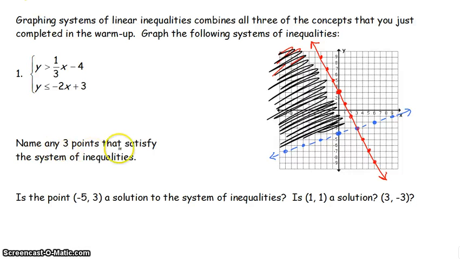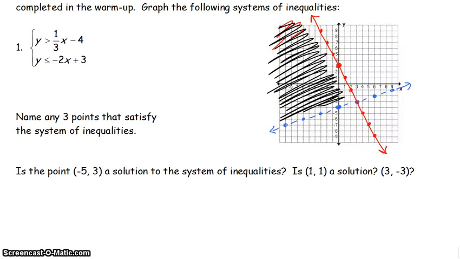If we want to name any 3 points that satisfy the system of inequalities, it would be anything inside of here. So we're going to check, is negative 5, 3 a solution? So if I go negative 5 up 3, yes, that is inside, so that is going to be a solution to our system. Is 1, 1 a solution? 1, 1 is. Hopefully you guys know that it is going to be a solution because it's on a solid line. And we know that a solid line means that the line is included.